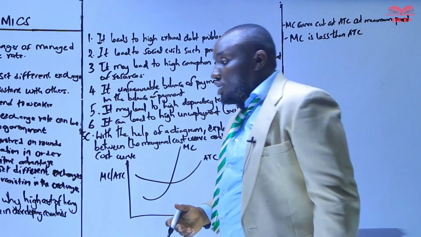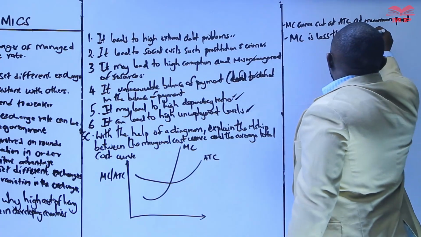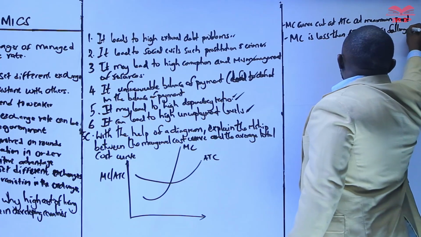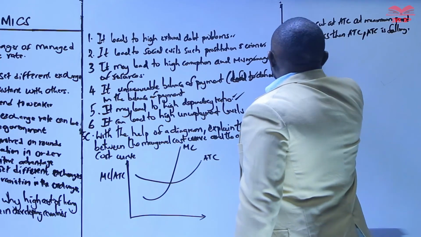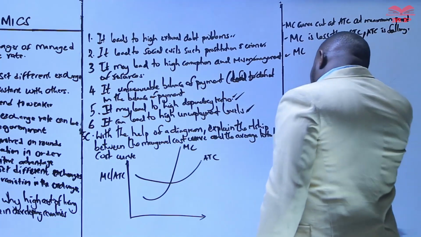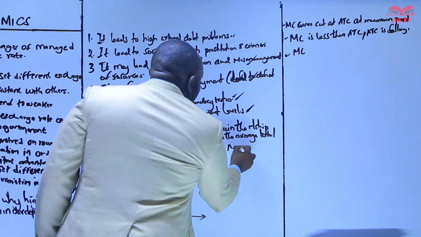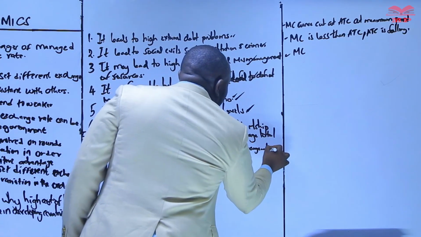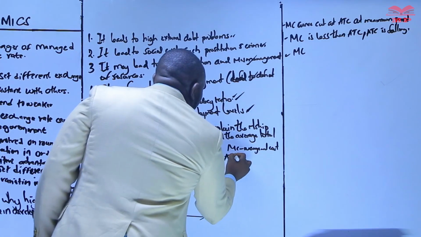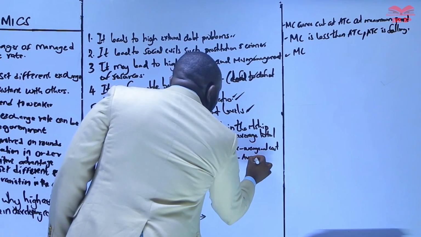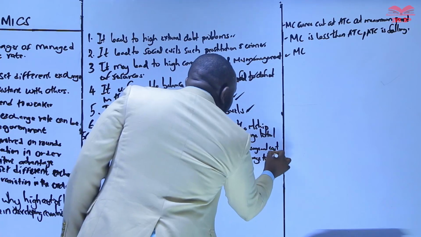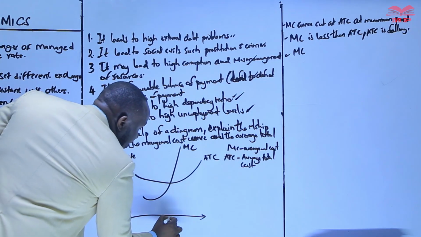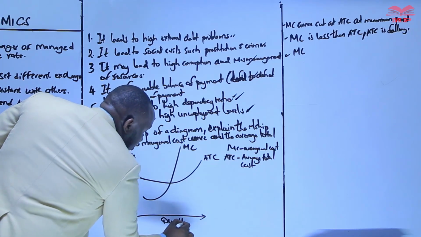MC is less than ATC when ATC is falling. We need to understand that MC is the marginal cost, and ATC is the average total cost. Down here, we have Q, which is quantity.